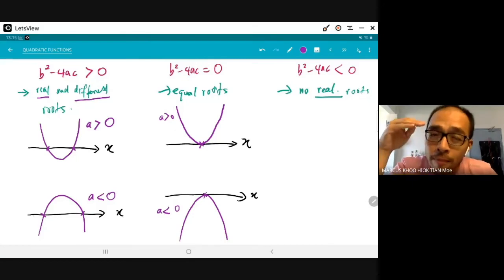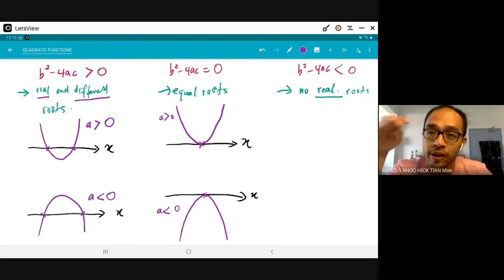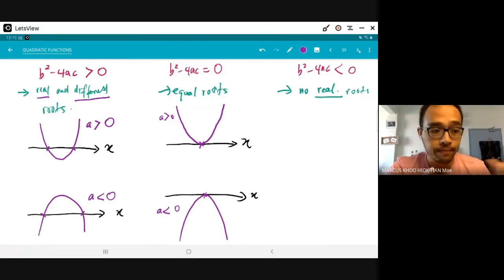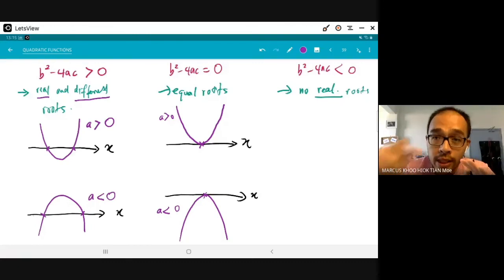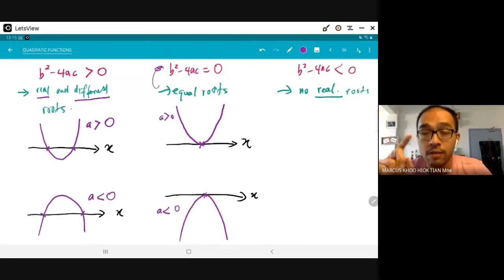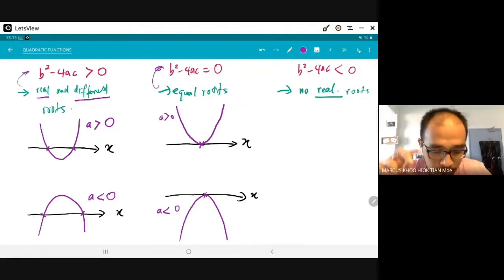So when you look at the graph, certain things you can tell. Kau nampak saja, kau boleh bagi tahu sudah. You should be able to do this, as med students lah. You see the graph and you can tell me, oh, this graph has two roots. This graph has one root. Kalau dia one root, maksudnya b squared minus 4ac is equals to 0. Kalau dia two roots, maksudnya b squared minus 4ac will give you a positive number.